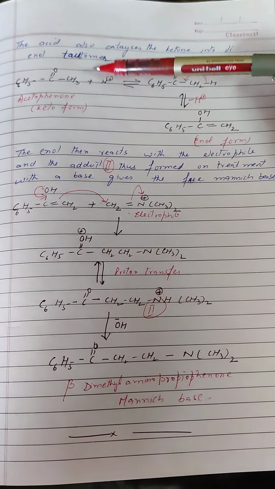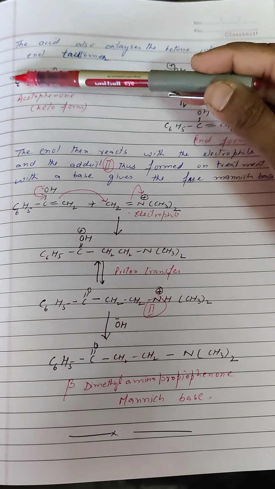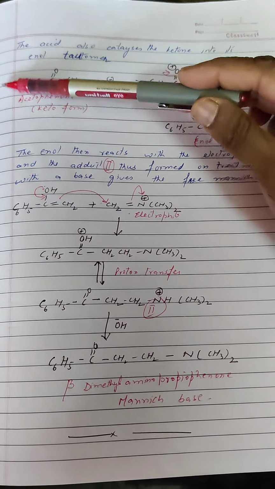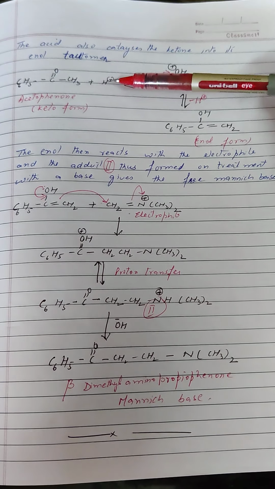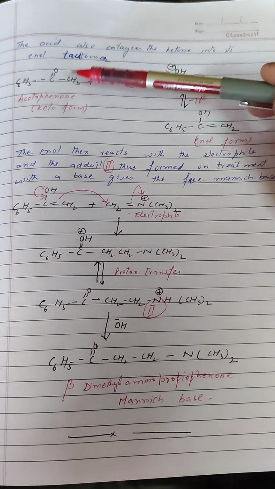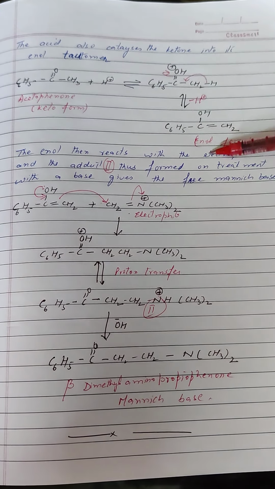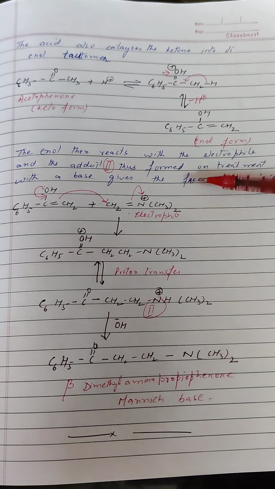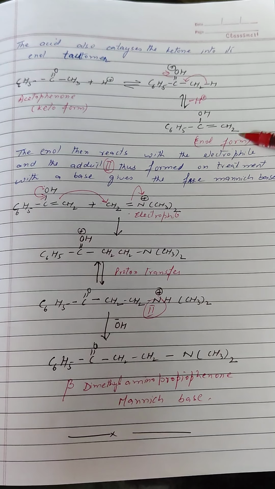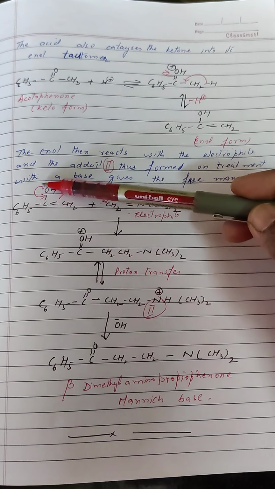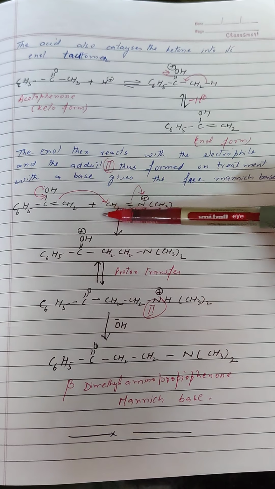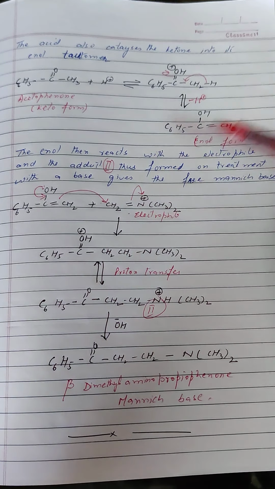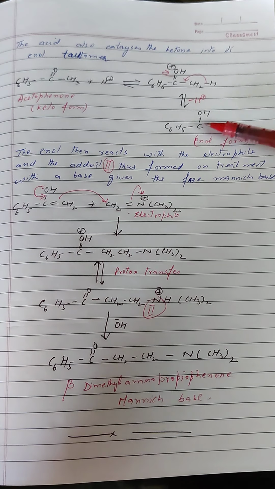Simultaneously, the acid will also protonate the acetophenone, the enolizable ketone which we have taken here. Because of the presence of the acid, this acetophenone undergoes keto-enol tautomerism, and we get here this enol form of the acetophenone. Now this enol form of the acetophenone acts as a nucleophile, and will then add on the electrophile which we prepared in the first step.